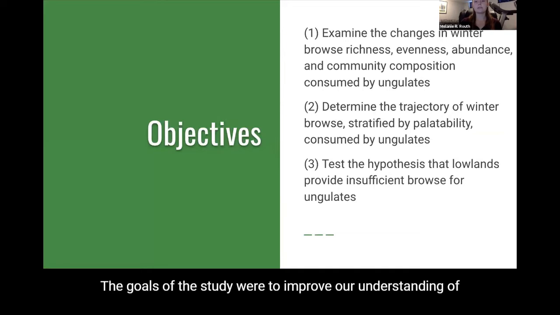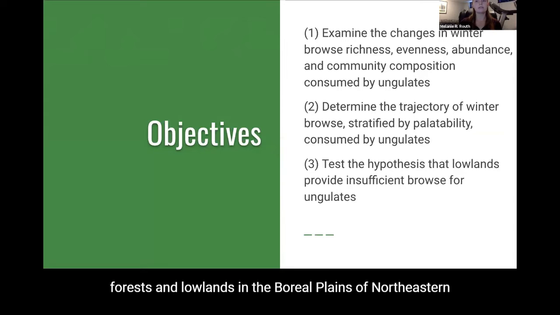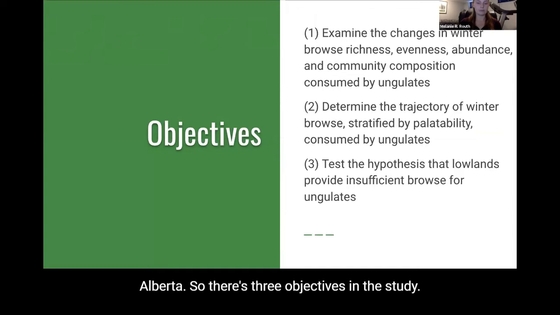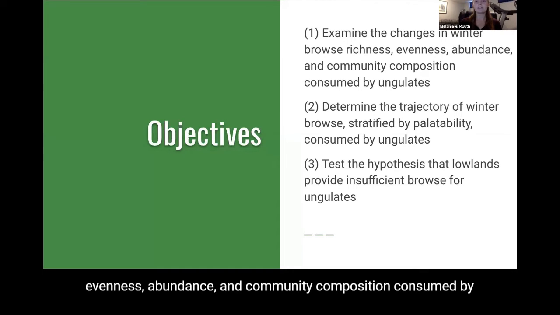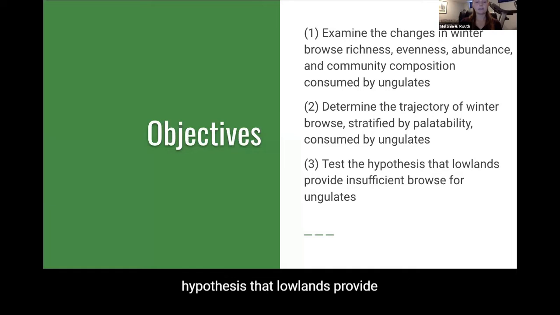So the goal of this study was to improve our understanding of ungulate winter browse succession in post-wildfire upland forests and lowlands in the Boreal Plains of northeastern Alberta. So there are three objectives in the study. The first is to examine the changes in winter browse richness, evenness, abundance, and community composition consumed by ungulates. Two, determine the trajectory of winter browse stratified by palatability consumed by ungulates. And three, test the hypothesis that lowlands provide insufficient browse for ungulates.